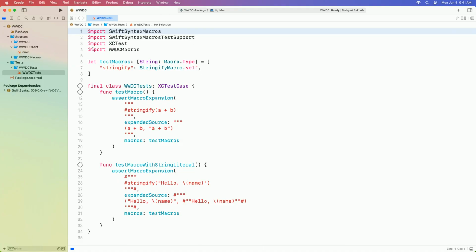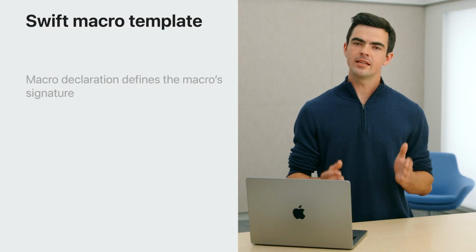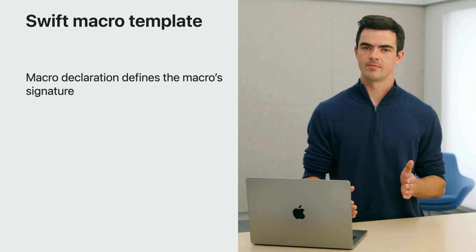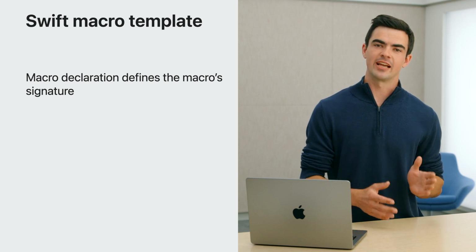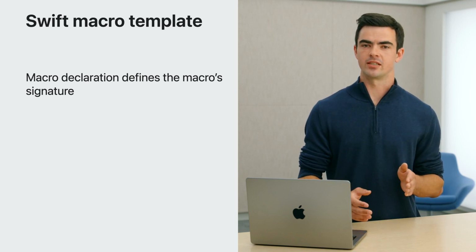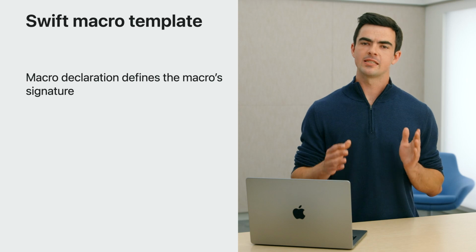Let's run the tests in the same way that you might already run the tests of your app, to see if they indeed pass. The tests pass. And with that, we already have our first macro. In it, we saw its basic building blocks. The macro declaration defines the macro signature. It also declares the macro roles.